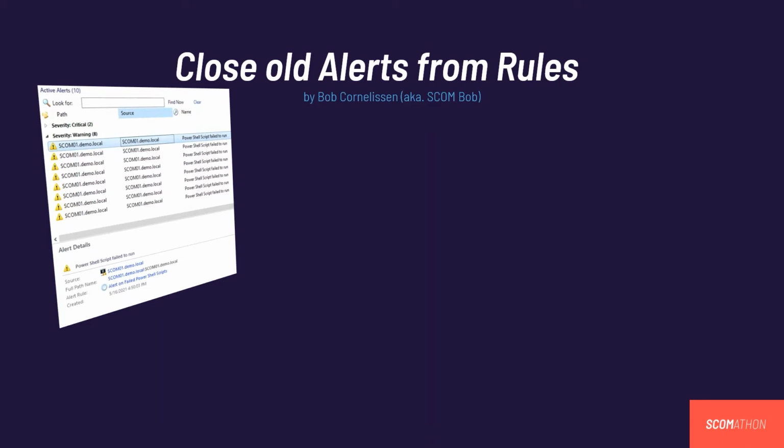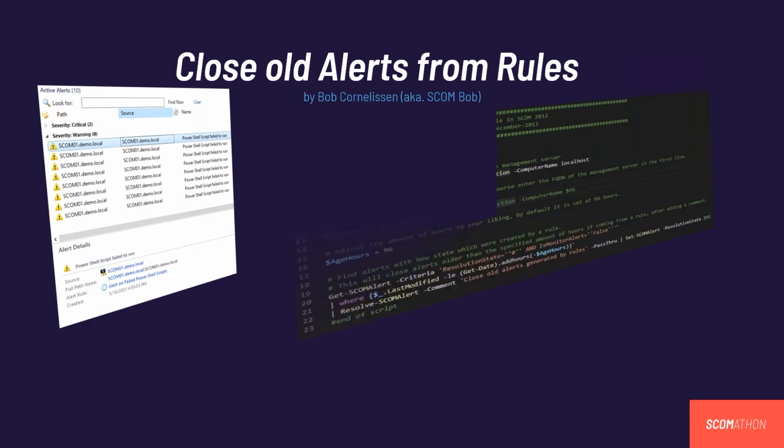So you open your console and you see, let's say, 100 or I don't know how many alerts, and you just want to close old alerts from rules because, as you know, rules will refire. They don't have state. They will fire every time the condition is fulfilled. So if you want to clean up, this is the best way. And this is how the script looks.